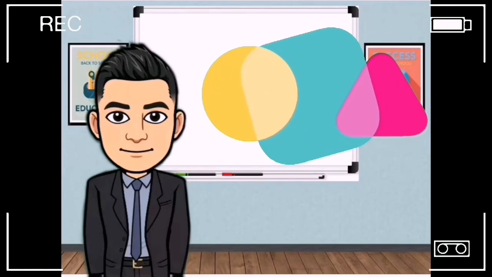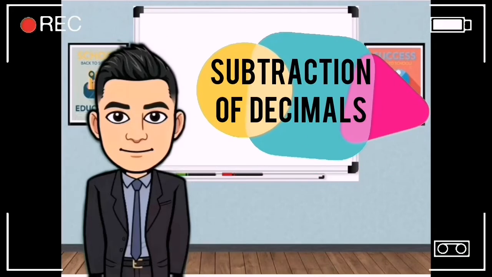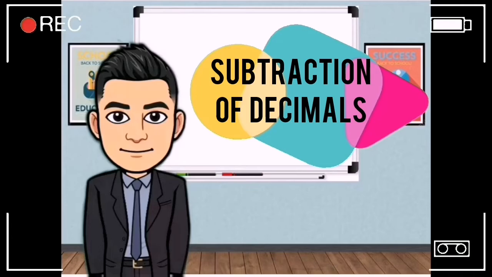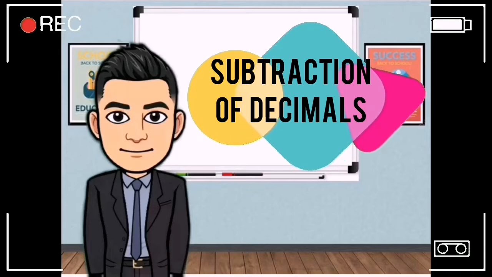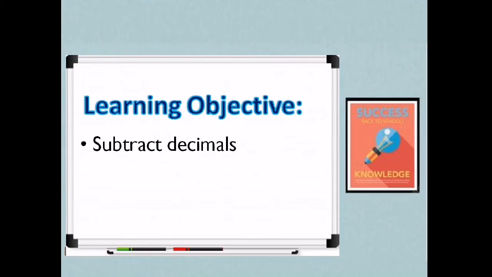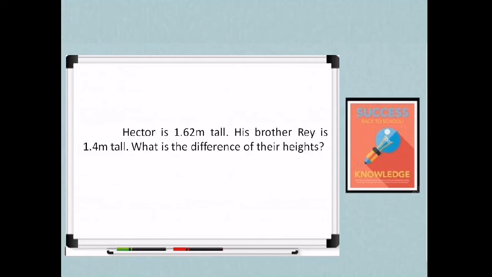Our topic is all about subtracting decimals. This will be the continuation of our lesson. So let us consider this situation. Hector is 1.62 meters tall. His brother Ray is 1.4 meters tall. What is the difference of their heights?